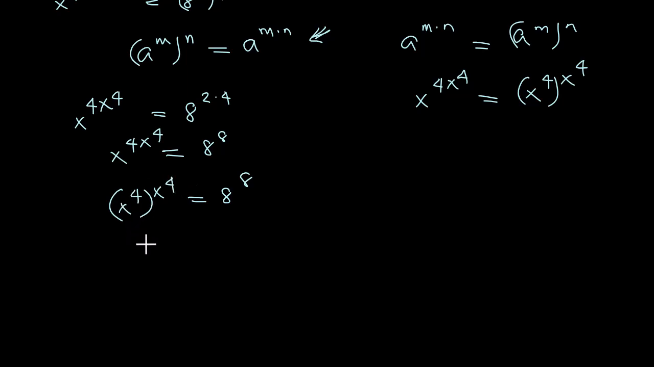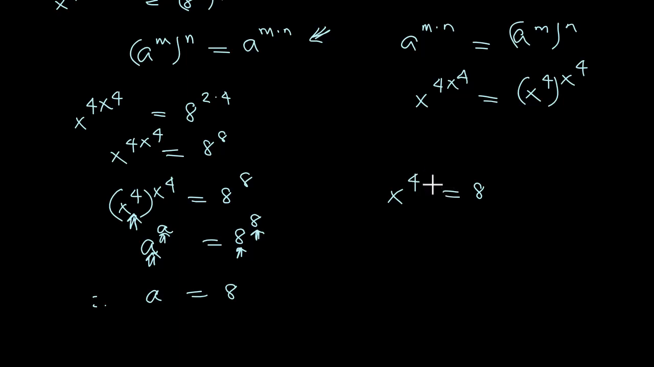Since this is like saying a raised to power a is equal to 8 raised to power 8, the base and the exponent are exactly the same on both sides. We can then conclude that a is equal to 8. And remember, our a is x raised to power 4. That implies that x raised to power 4 is equal to 8. It is now pretty obvious how to solve for x.